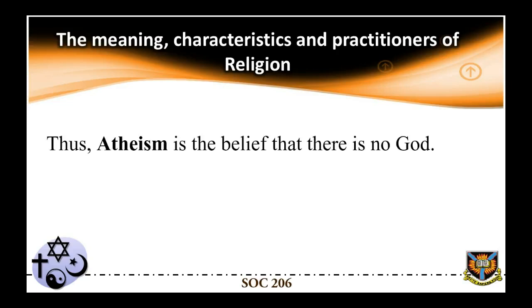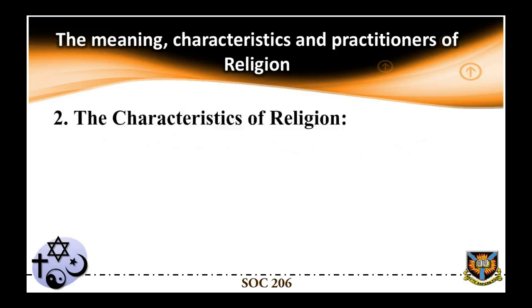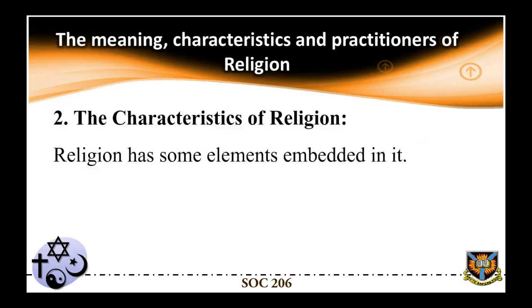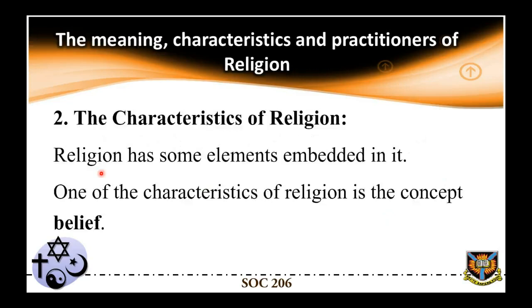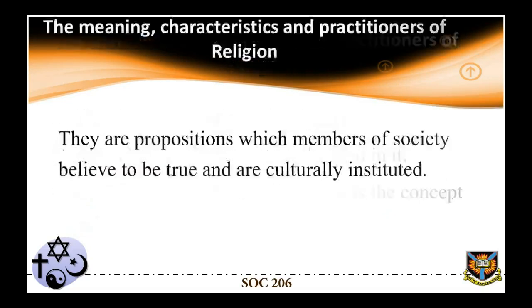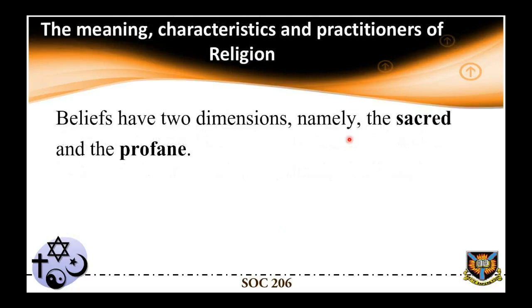The characteristics of religion. Religion has some elements embedded in it. One of the characteristics of religion is the concept of belief. Beliefs are sets of doctrines that define a group's assent to the basic questions of life, conduct, and salvation. They are propositions which members of society believe to be true and are culturally instituted. Beliefs have 2 dimensions, namely the sacred and the profane.